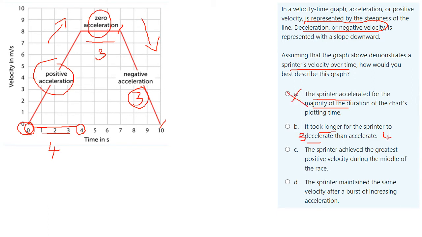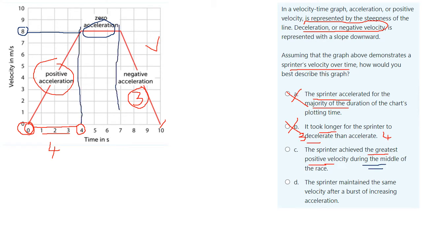B is false. C, the sprinter achieved the greatest positive velocity. Well, positive velocity means going forward. The greatest positive velocity would be this part here. Let me clean off some of this. The greatest positive velocity would be this part here. The greatest velocity is 8 meters per second. During the middle of the race, well, this is from 4 to 7 seconds. We can say that that is the middle of the race. C looks like a good answer.